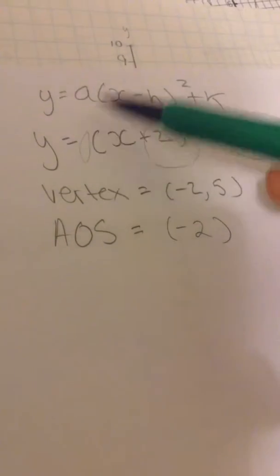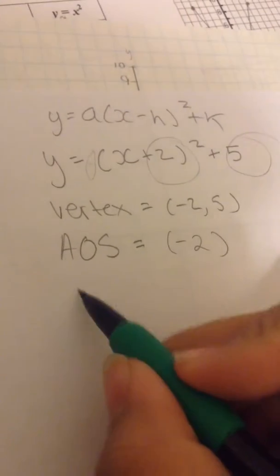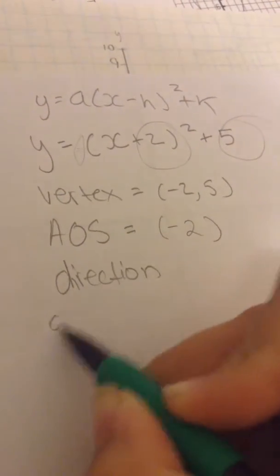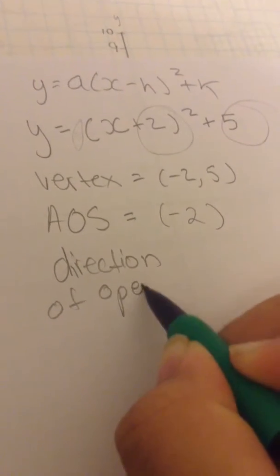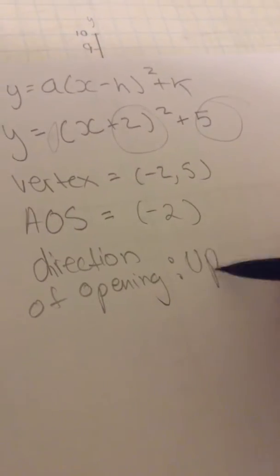And what else can we find in this? Do we have an a value? No, but is there a negative? No. So the direction of opening will be up. So that's all that's given to us knowing that equation. Now, how do we graph this? Well, we use a table of values.